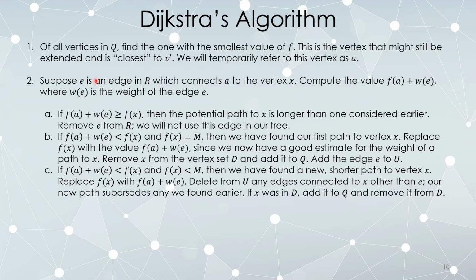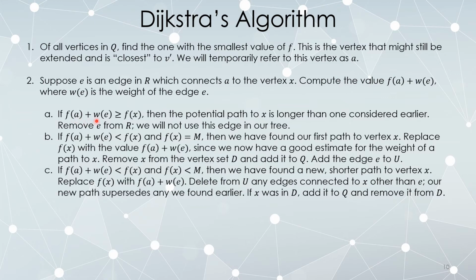Suppose we have an edge that's in our remaining set, and it connects our special vertex A that we just pulled out to some other vertex X. You compute the value f of A plus the weight of the edge connecting them. F of A represents the total distance to get to A. This edge has a weight to go from A to X. So of the total distance to get to A, we are adding the distance to go one step further.